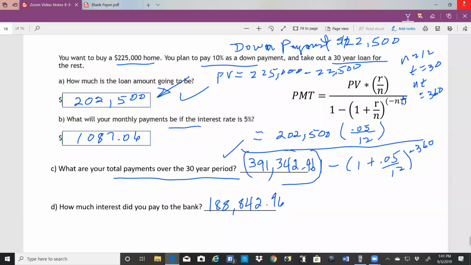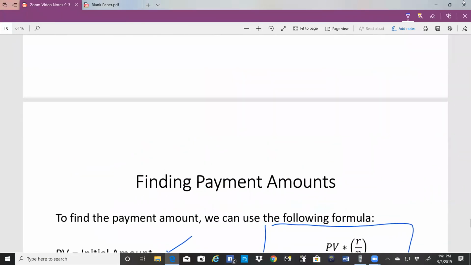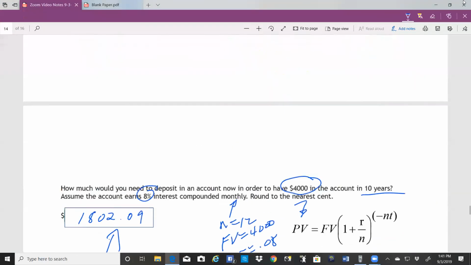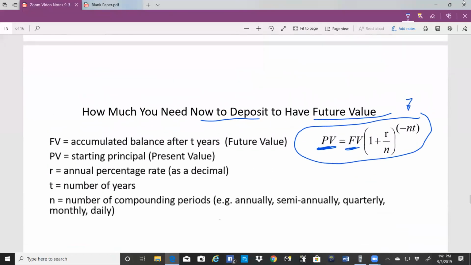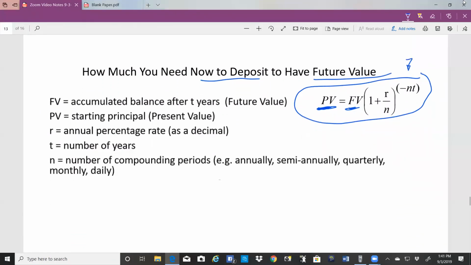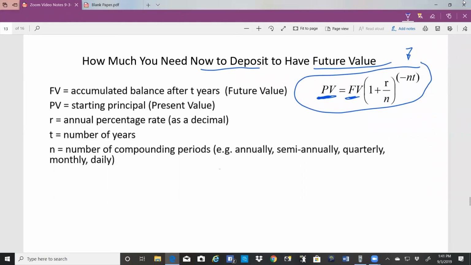Assume the account earns 6% interest compounded quarterly. Okay. Let's go back to the formula. How much you need to deposit to have a future value. Do you see this formula? Yes. You wanted $4,000 in the future. And what was the interest rate? 6%. And this is compounded quarterly.